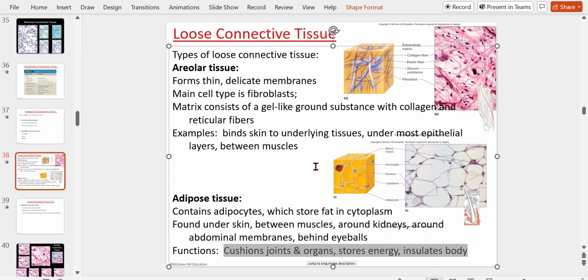Areolar tissue forms thin, delicate membranes. The main cell type is the fibroblast. The matrix consists of a gel-like ground substance with collagen and reticular fibers. Examples: it binds the skin to the underlying tissue, and is found under most epithelial layers and between muscles.